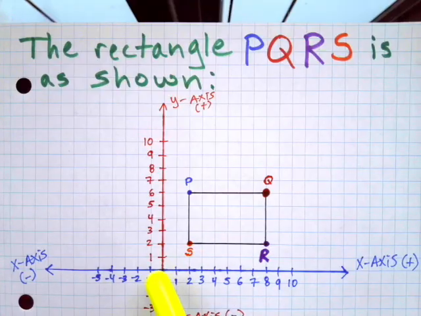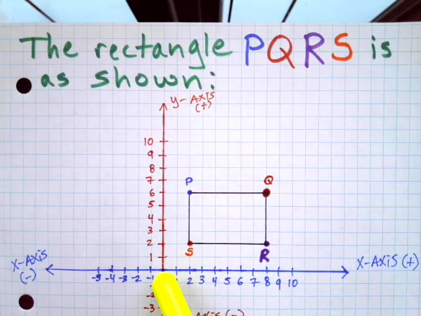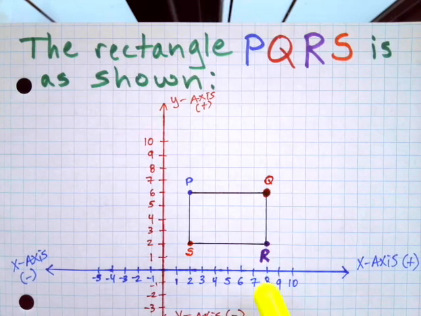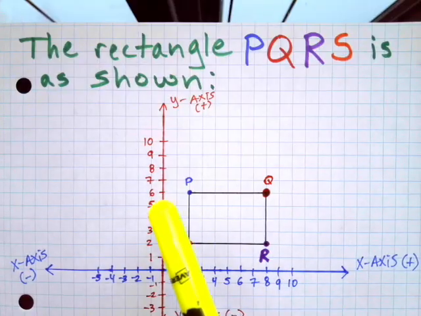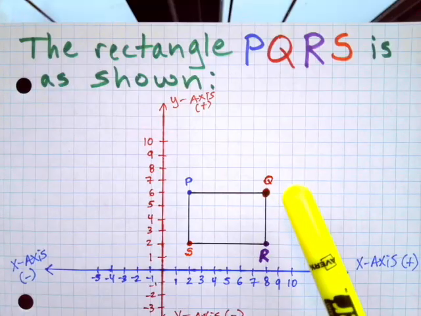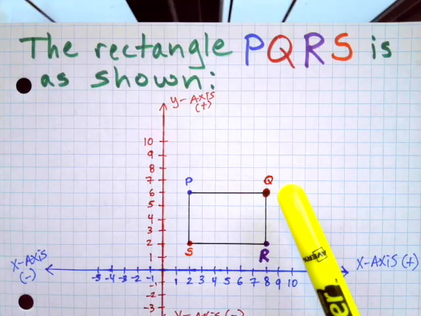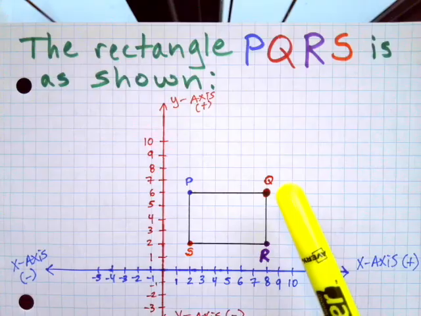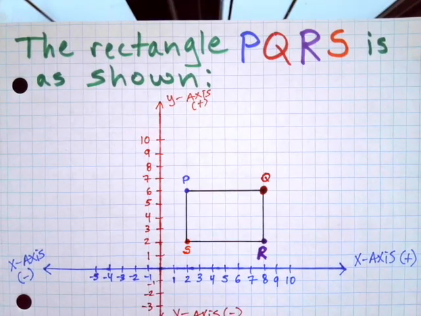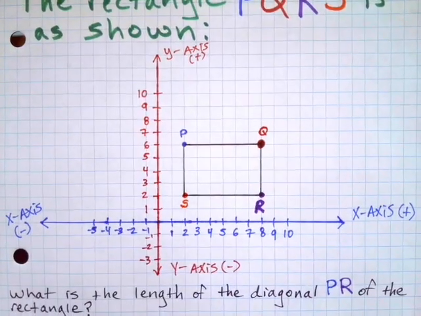And Q, we start at 0, 0, the origin. We go over to 8 on the x-axis. So Q has a value of x equals 8, and y is 6. So for this plot point for Q, x is 8, y is 6. And that's going to come into play in part 2 and part 3 of this video. Let's go ahead and take a look at the actual question.